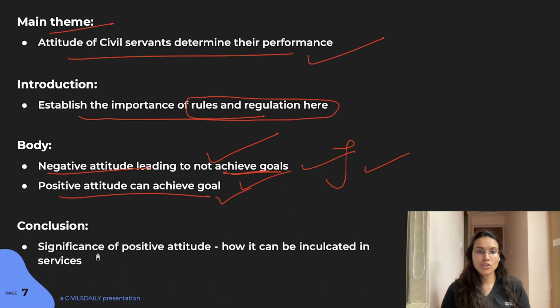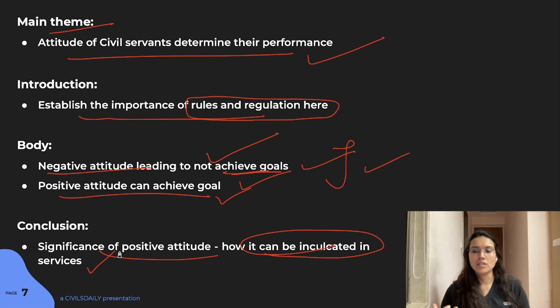Next is the conclusion: the significance of positive attitude, and how it can be inculcated in services. How can we have more and more positive attitude? You can talk about proper mentorship required in the initial stages. You can talk about more seminars or practical knowledge with respect to best practices happening around, so that it can inspire more civil servants to take more positive and more innovative solutions, right? These kinds of things can happen.